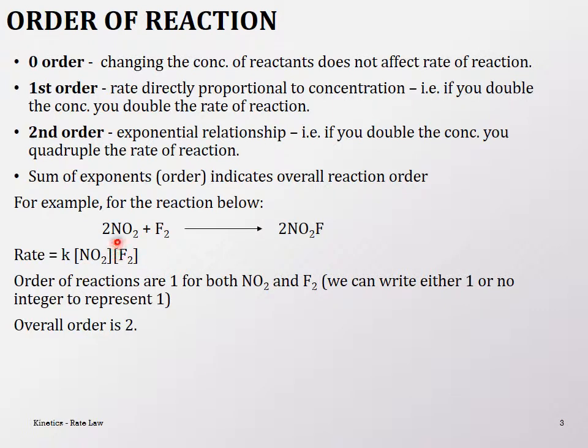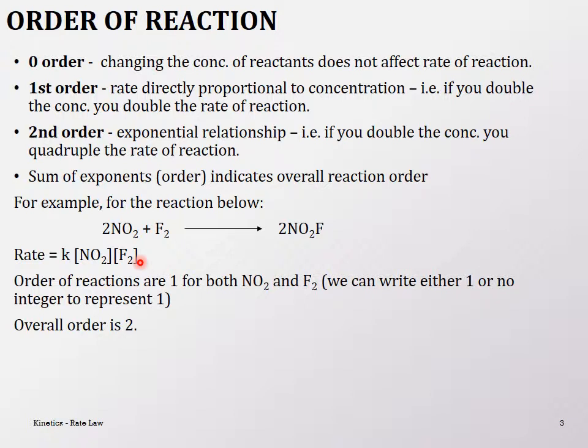Random reaction between nitrogen dioxide and fluorine to give this compound, and it was determined that the rate is equal to K, and then with the concentration of NO2 and then concentration of F2. Now you don't see any integers over here, and because they're not, it means that they are 1. If F2 was 0, I can either write 0 over here or not write fluorine at all. Okay, so either one would work, but in the reaction you can see fluorine is there, but if you don't see it in the rate law, it means that fluorine does not affect the rate of reaction, or it is 0 order according to fluorine.